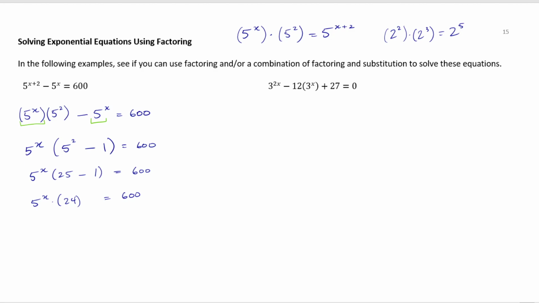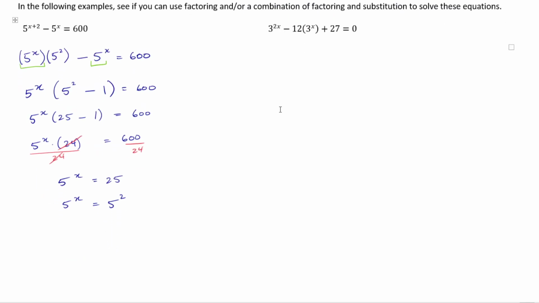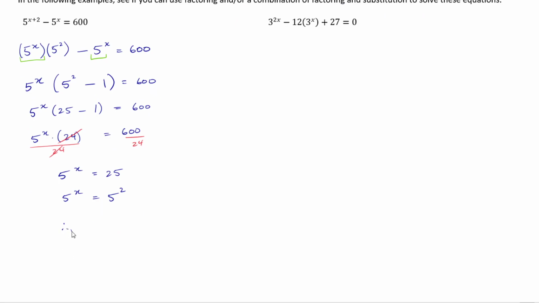And I'm going to divide both sides by 24. Okay, in so doing, I get 5 to the power of x by itself. And I get 600 over 24. Well, 600 over 24 is actually equal to 25. And now I can use my previous technique of creating an equivalent base. 25 is a perfect power of 5, and therefore x is equal to 2. And that's my final answer.